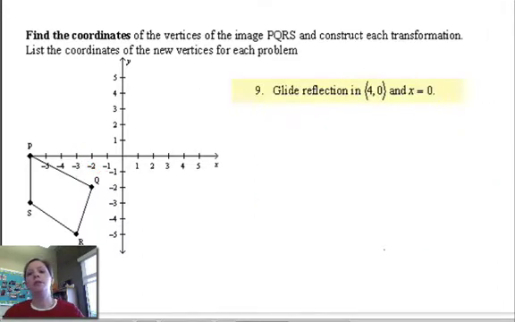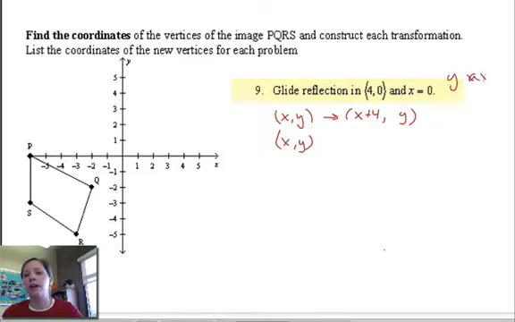Okay, the last one was a little bit tough because we had to do two things. We had to do a glide reflection. So first, we're mapping x, y to x plus 4, y, and then we're going to apply the rule. Since I'm reflecting over the line x equals 0, remember that's the y axis, that's going to be -x, y. So we have step 1, step 2.